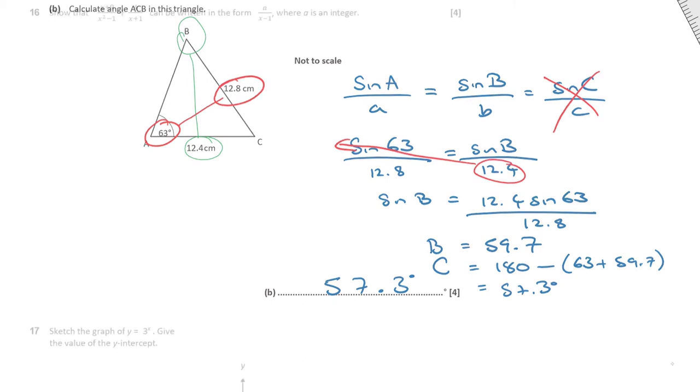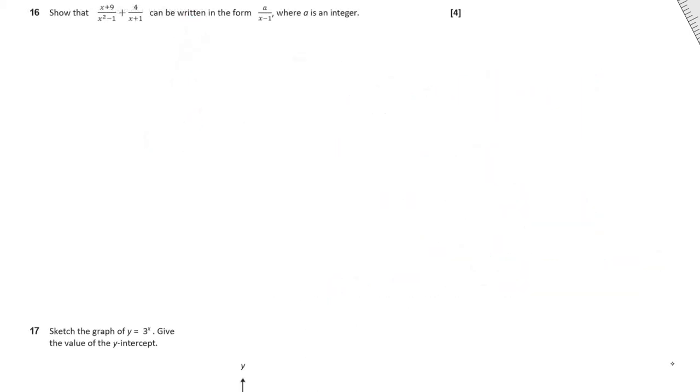Question 16. Show that x plus 9 over x squared minus 1 plus 4 over x plus 1 can be written in the form of a over x minus 1, where a is an integer. Okay, so let's start off with this bit over here and try and make it look like this. Okay, so we're going to take x plus 9 over x squared minus 1 plus 4 over x plus 1, and we're going to try and make it look like the other one.